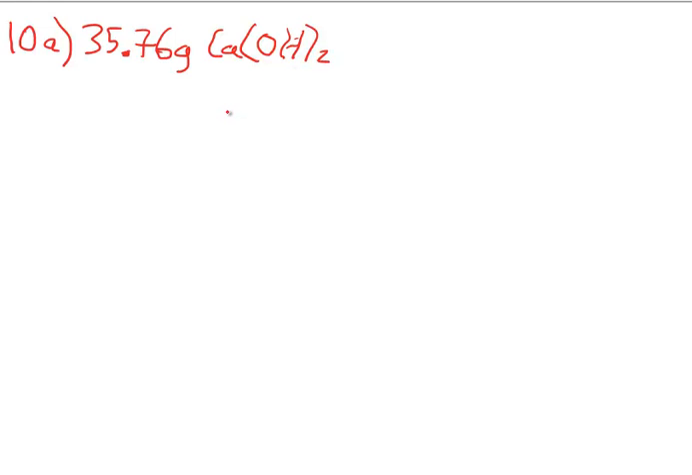The last example problems for this section are problem 10. Problem 10, we're looking for atoms of hydrogen from the mass of a compound. So in this case, 35.76 grams of calcium hydroxide. Calcium hydroxide is CaOH2.